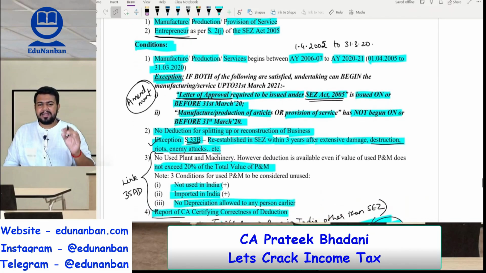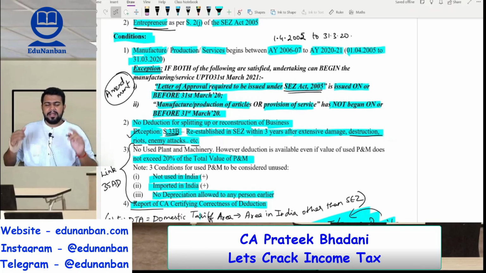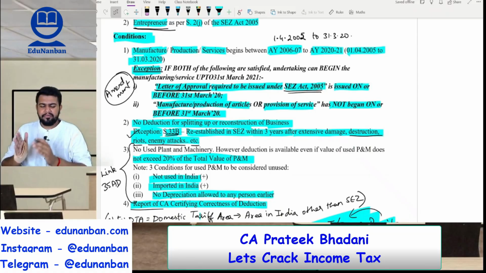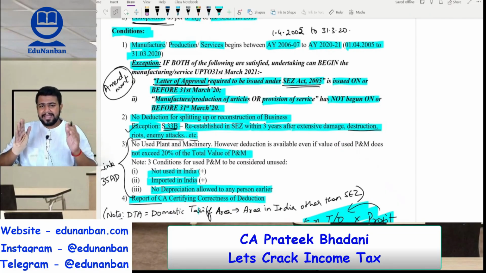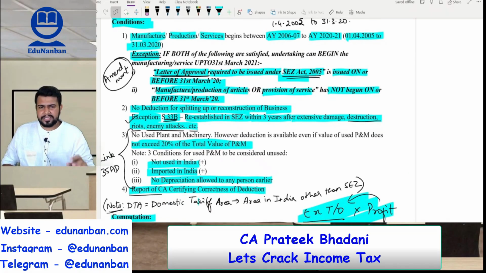Then there are certain conditions to claim the SEZ deduction. First condition, the manufacture or production or service should begin between 1/4/2005 till 31/3/2020. Okay. However, there is an amendment which has been added which is telling that even though the service providing or production or manufacture did not begin within 31/3/2020, if the assessee has got the letter of approval required under the Special Economic Zone Act, then also the deduction is available to such assessee.